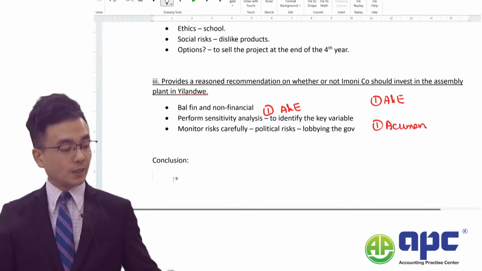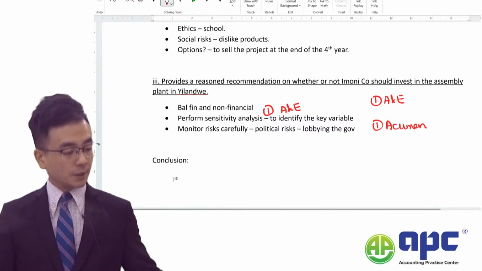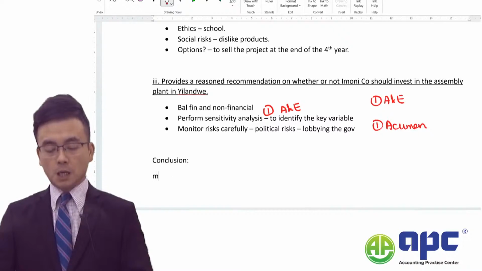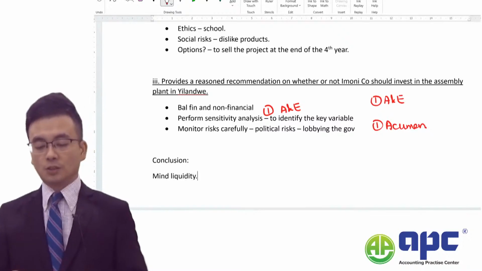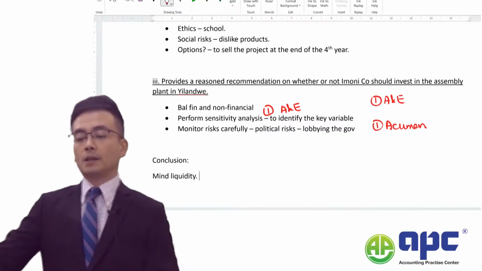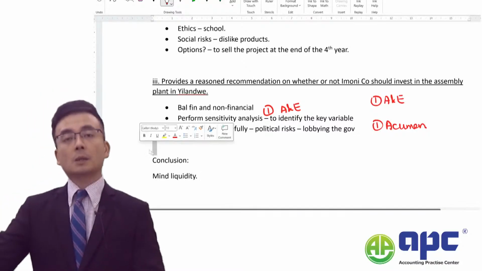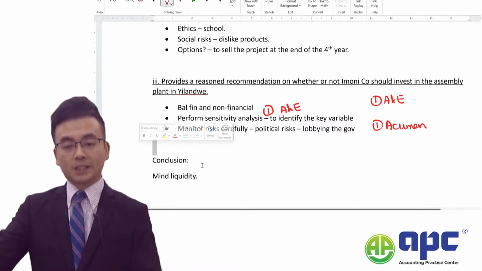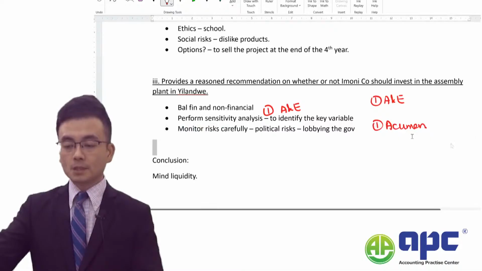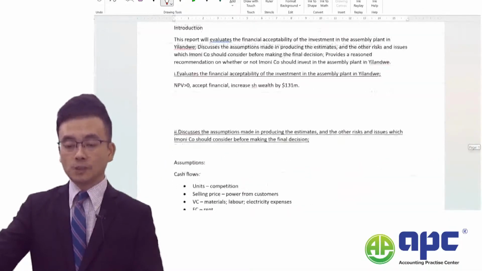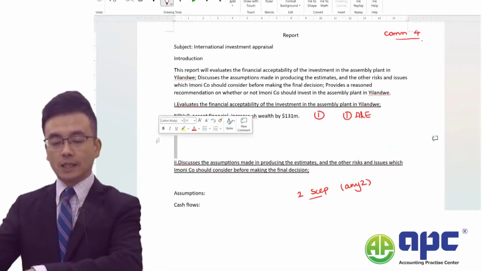But of course, as a final conclusion, I would say that by doing this project, that will require significant investment upfront. So we need to mind the liquidity issue. Okay, so you can get the professional marks by saying that, which means the communication mark for that. Hopefully, not particularly difficult indeed.